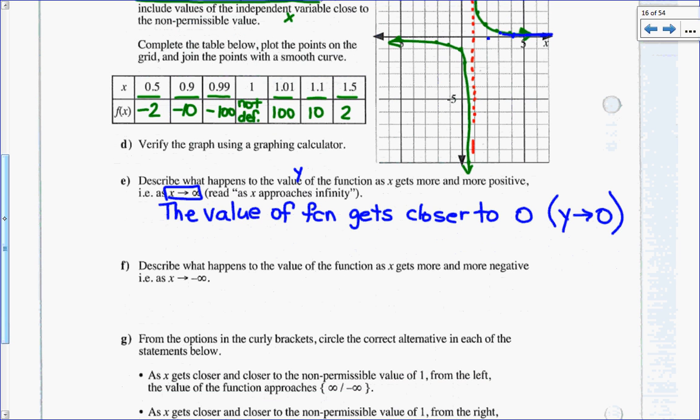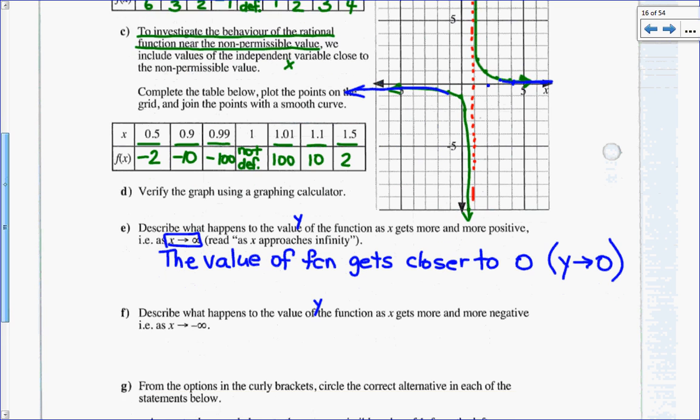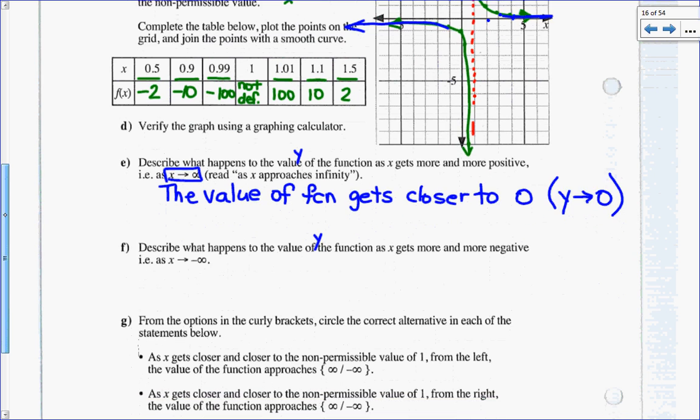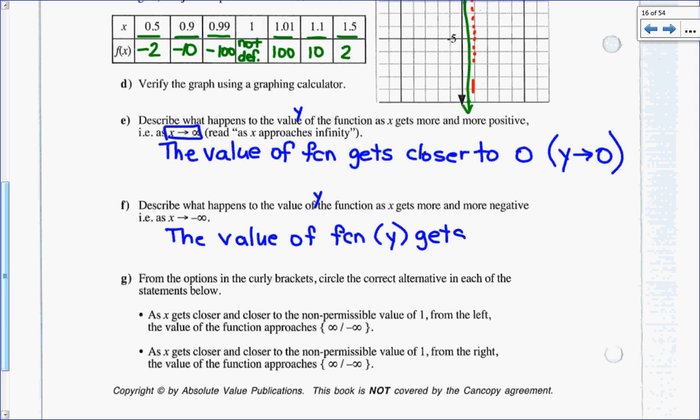And what happens to the value of the function, that's your y again, as the x gets more and more negative? In other words, as your x gets closer and closer to negative infinity, keep going this way, your y is getting closer and closer to 0 again, right? You can say the exact same thing here. The value of the function, that's your y, gets closer and closer to 0. Once again, your y is approaching 0.